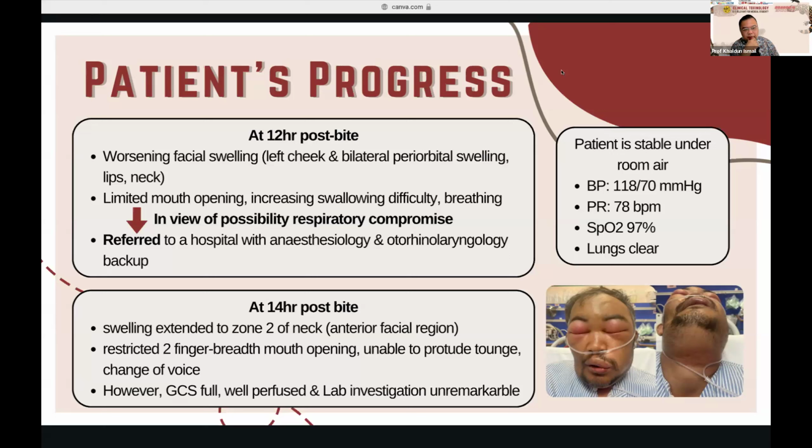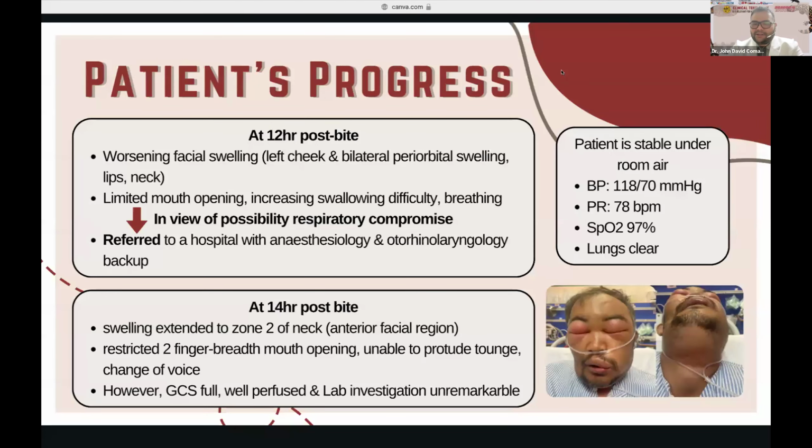At the 12-hour point before referring to the hospital, do you think you want to secure the airway first? I don't know about the situation in the Philippines, but for us, our transfer is usually by ambulance, and there's a medical officer on board ready to intubate if necessary. Yeah. Actually, this is a very interesting case.